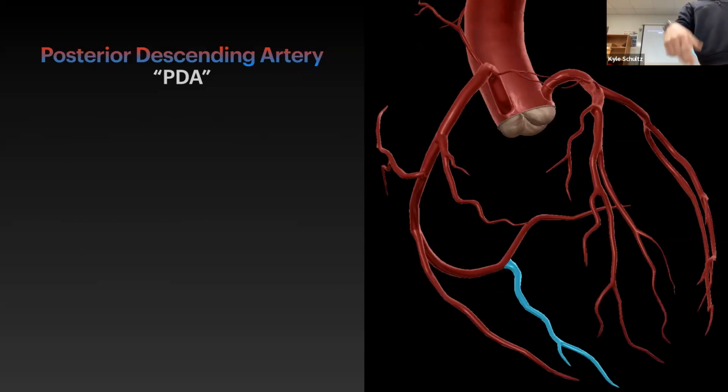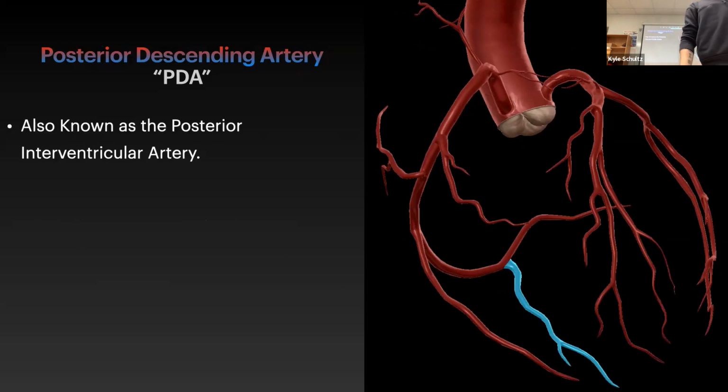The next one that branches off the right coronary artery is going to be the posterior descending artery, also known as the posterior interventricular artery.